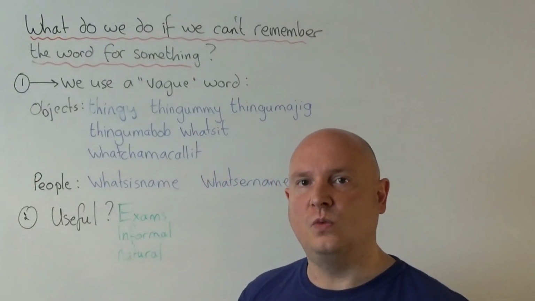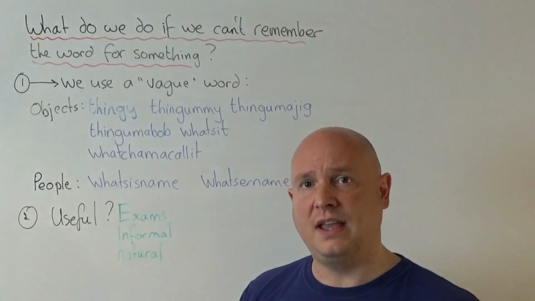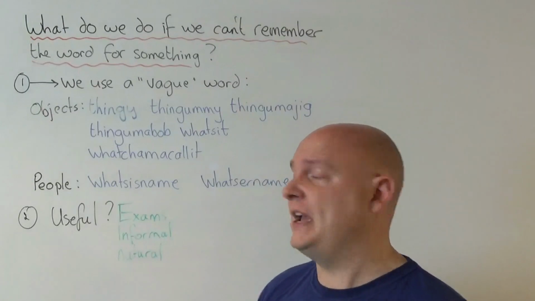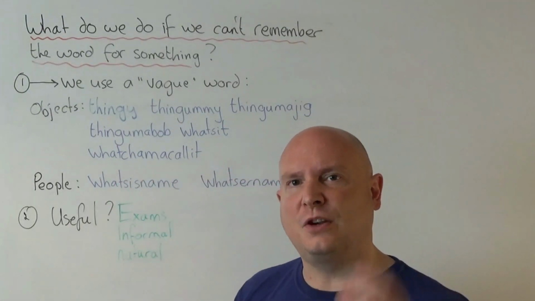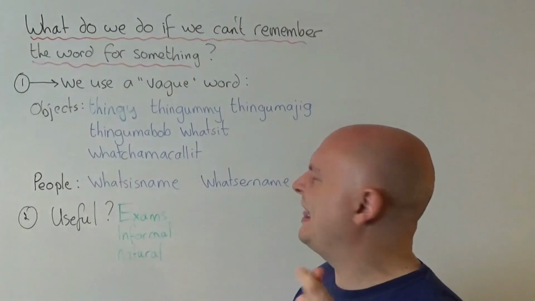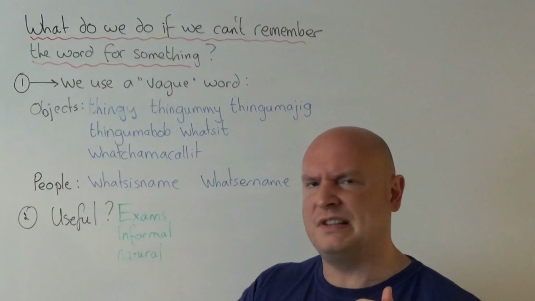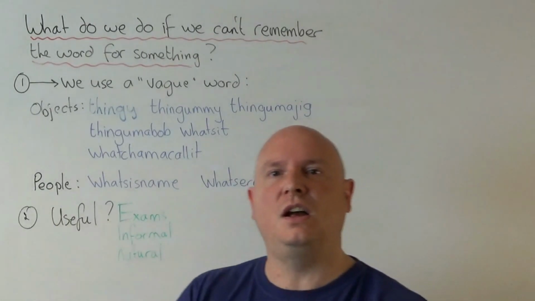Okay, so what you can do if you're speaking to someone in the future and you forget the name of an object, you forget the name of a person, try using these. And you kind of click your fingers at the same time. Oh, what's his name? Oh, that thingamy, I can't remember its name. Use it. It's fantastic. So my friends, I hope that was useful.